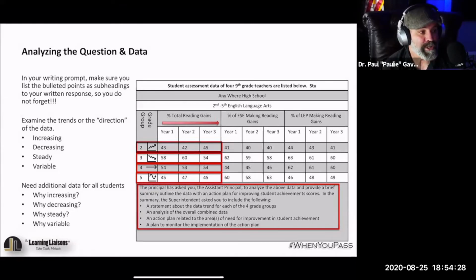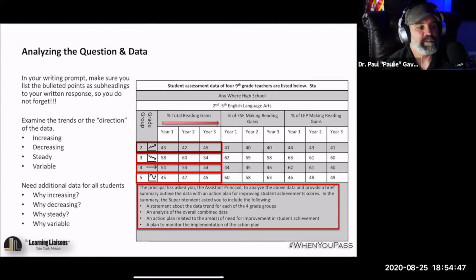The first one is an increasing trend. The next one is a decreasing trend. The next one is a steady trend or variable, but you don't have to use those words. You can say it's going up. You can say it's going down. You can say it's staying the same. You can say it's going up and down. And all you're doing is looking at the numbers of the data. So you need to be able to speak to that data.